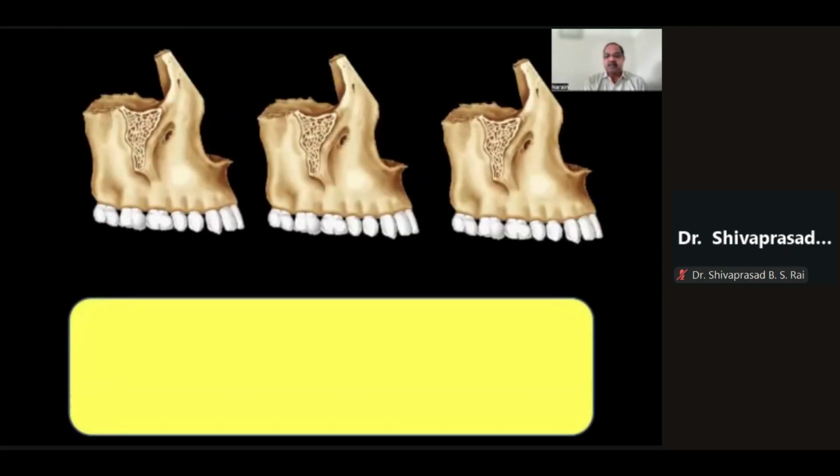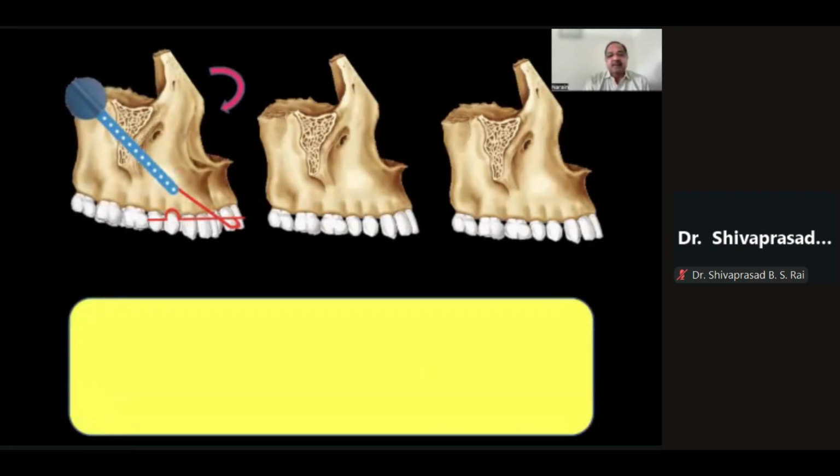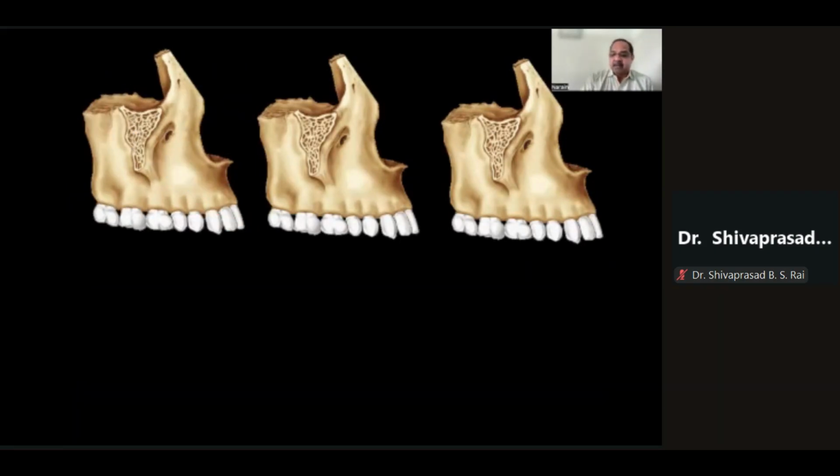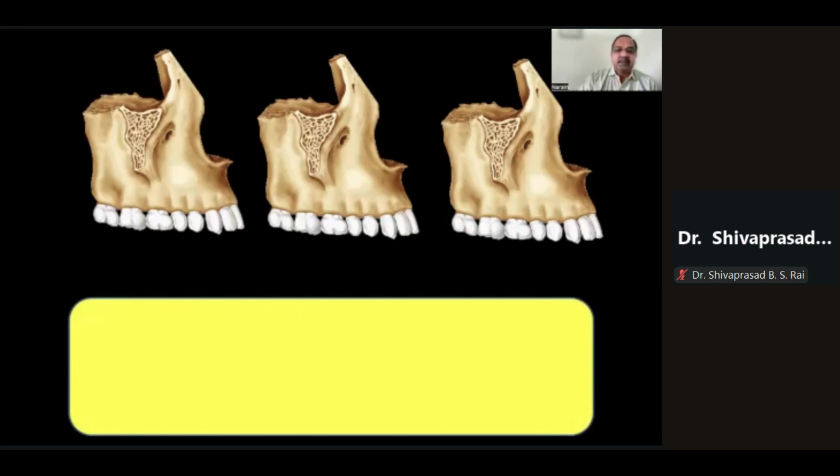Now, I spoke about how we would be applying forces above and below the center of resistance. Now, let us see a situation where you have the outer bow above the occlusal plane. So, that's the center of resistance of the maxilla. And now you're having your outer bow placed above the occlusal plane. So, all these pictures are relating to placing the outer bow above, at, and below the occlusal plane.